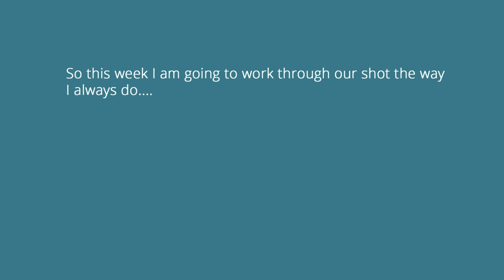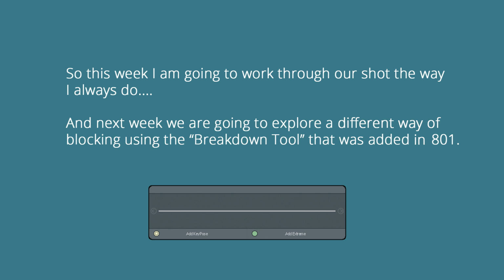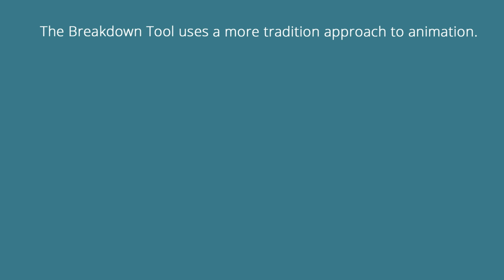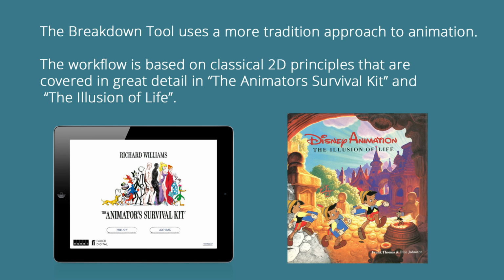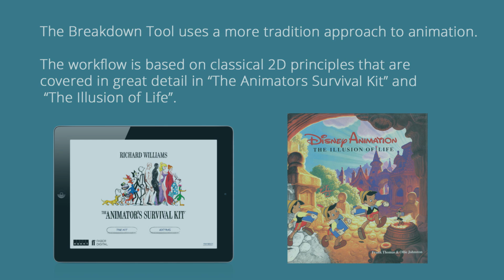So this week I'm going to work through our shot the way I always do, and next week we're going to explore a different way of blocking using the breakdown tool that was added in 801. The breakdown tool uses a more traditional approach to animation. The workflow is based on classical 2D principles that are covered in great detail in the Animator's Survival Kit and the Illusion of Life. Animator's Survival Kit is now available on iPad, which is pretty awesome. I haven't picked it up yet. And Illusion of Life might be hard to track down, but if you can get it, it's a must. It's an amazing book. Both of them are amazing.